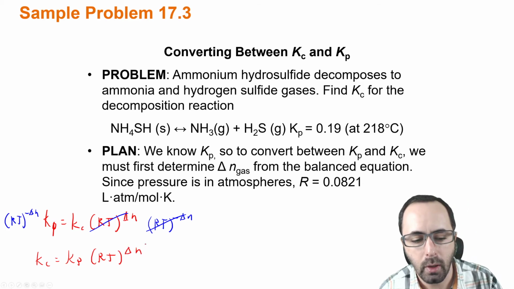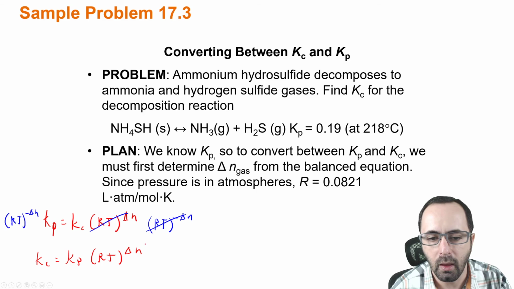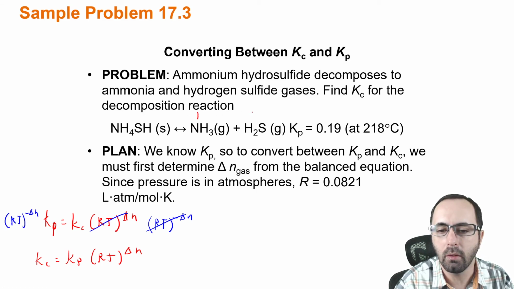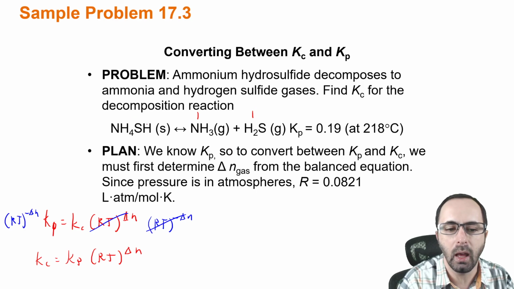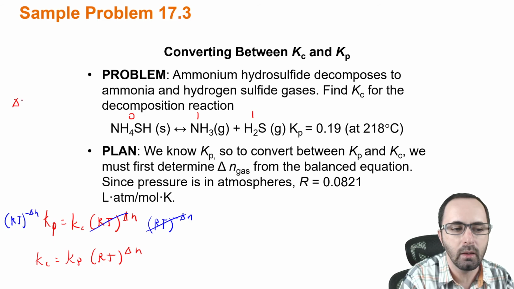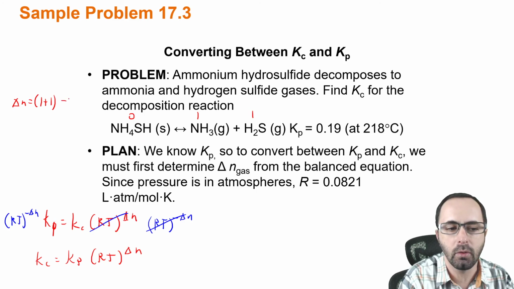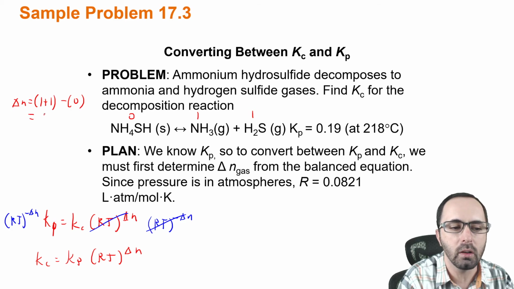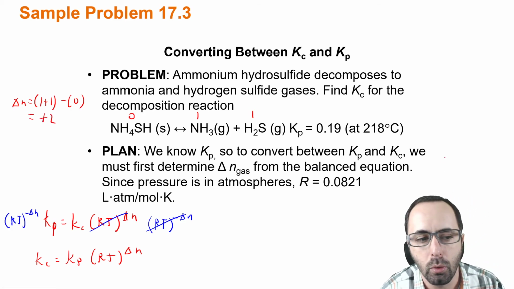So a couple of things we have to do. First, we have to figure out delta n. And so here we have a 1, here we have a 1, and here, this is not a gas, so it's a 0. So our delta n is going to be, for the products, 1 plus 1, and then minus, for the reactants, 0, no moles of gas. So our delta n is going to be positive 2.